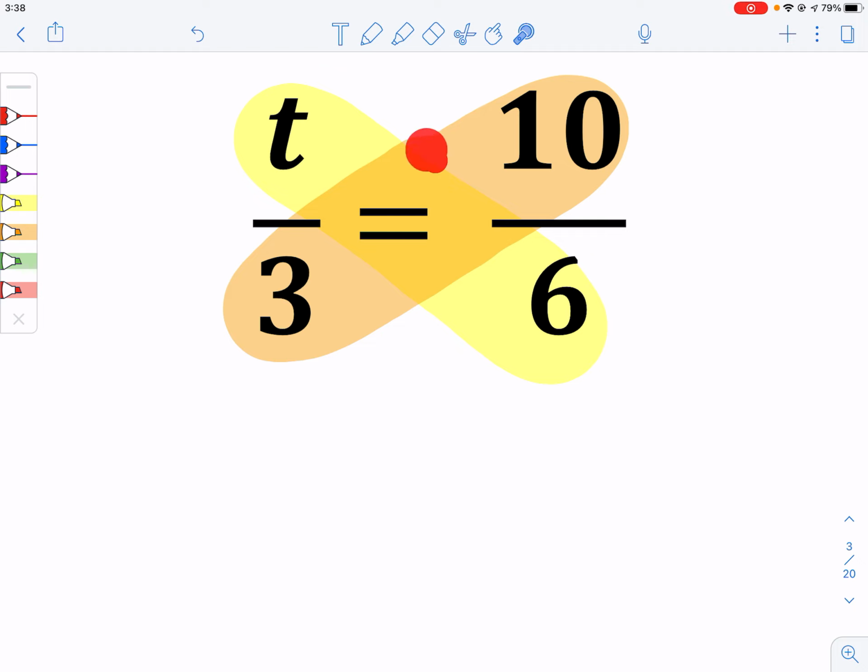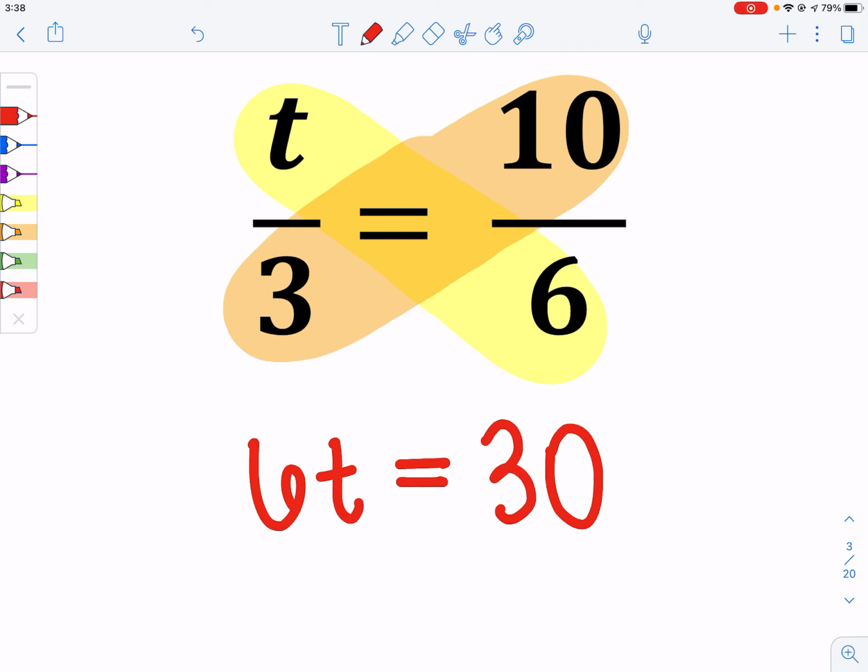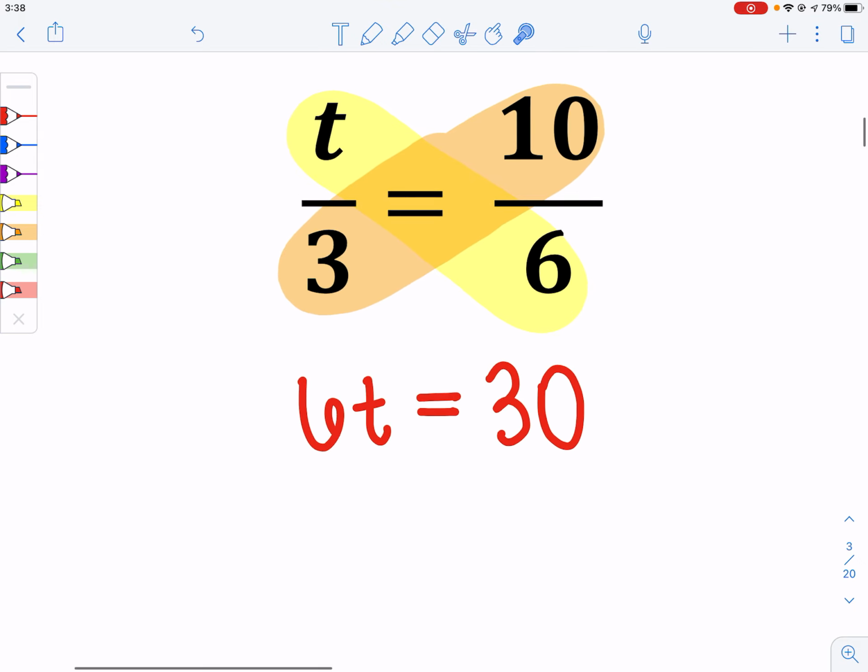So when I do this cross product, this diagonal, when I multiply 6 and T, I get 6T. So we're going to write 6T. And then we take this equal sign, we just drop it right down. And then when I multiply this diagonal, 3 times 10, that gives me 30. Okay, so my cross product of this proportion, my whole cross product here, is this: 6t equals 30.